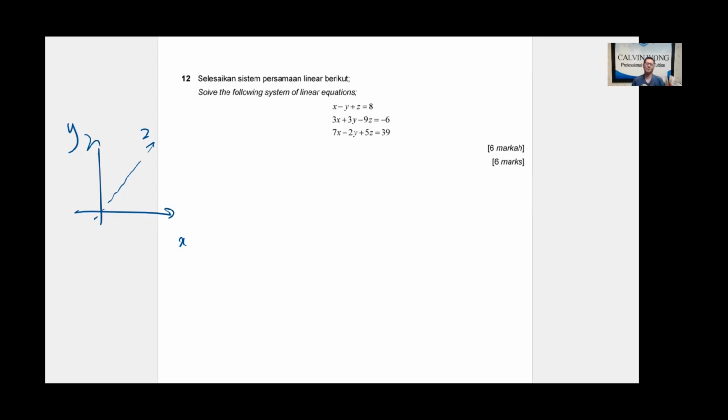Isn't this something you learned? Form 4, right? No? Never learned before? Forgot already, I think you forgot already. Okay, never mind.